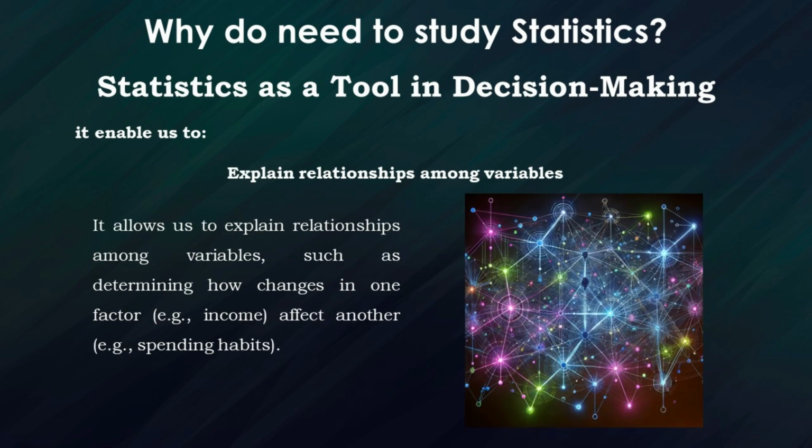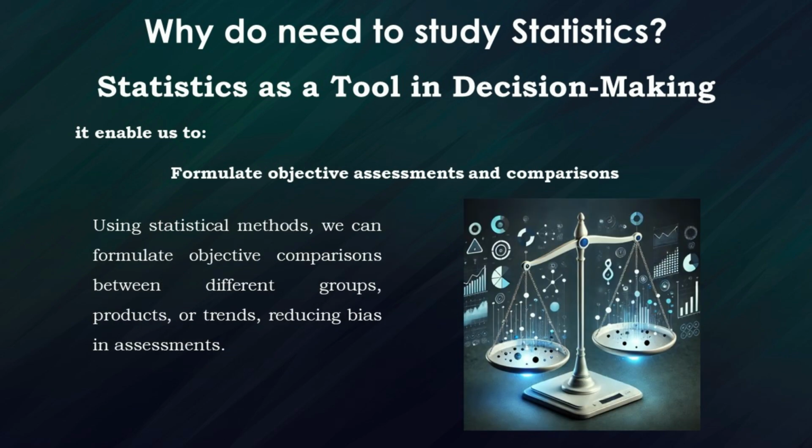Explain relationships among variables. Have you ever wondered how income affects spending habits? Statistics can help us discover relationships like these. It allows us to explain relationships among variables, such as determining how changes in one factor, for example income, affect another, for example spending habits. Formulate objective assessments and comparisons.